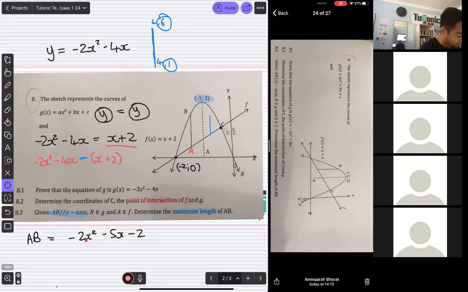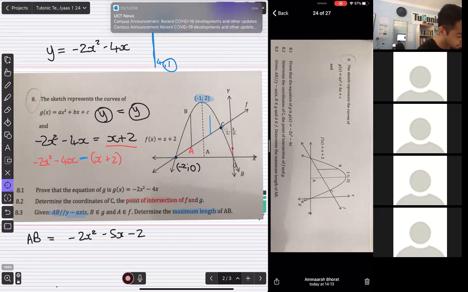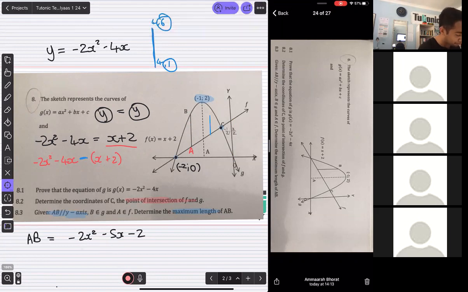If I sub in x to be 1, it will tell me the distance between the two graphs when x is 1. If I sub in x to be 0, it'll tell me the distance between the two graphs when x is 0. So for example, if x is 0 here, then the distance between the two graphs is 2. If I sub in x to be 1 and I get an answer of 5, that means when x is 1, the distance between the two graphs is 5. Everybody understand that? Yes. Okay.